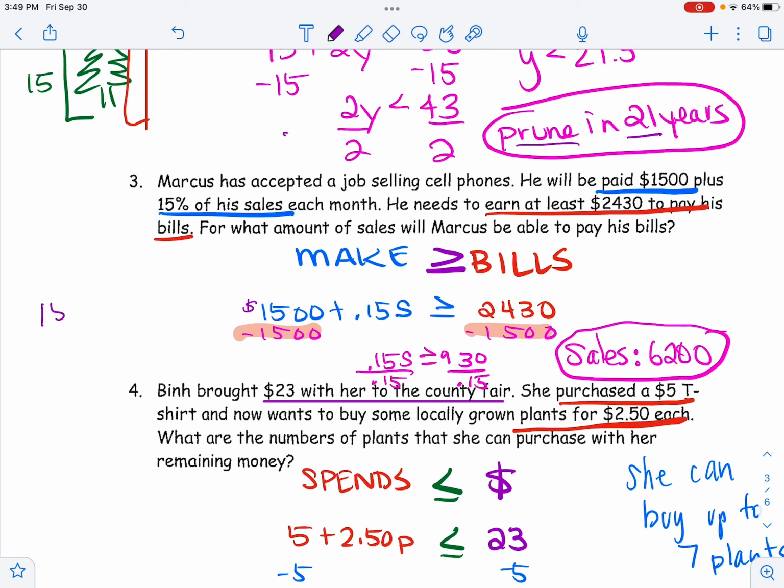this 15% into a decimal because these represent 2 decimal places, so we just move it over 2 spaces, and 15% is the same thing as 0.15. So then we divide off that 0.15, getting us our sales are supposed to be $6,200.